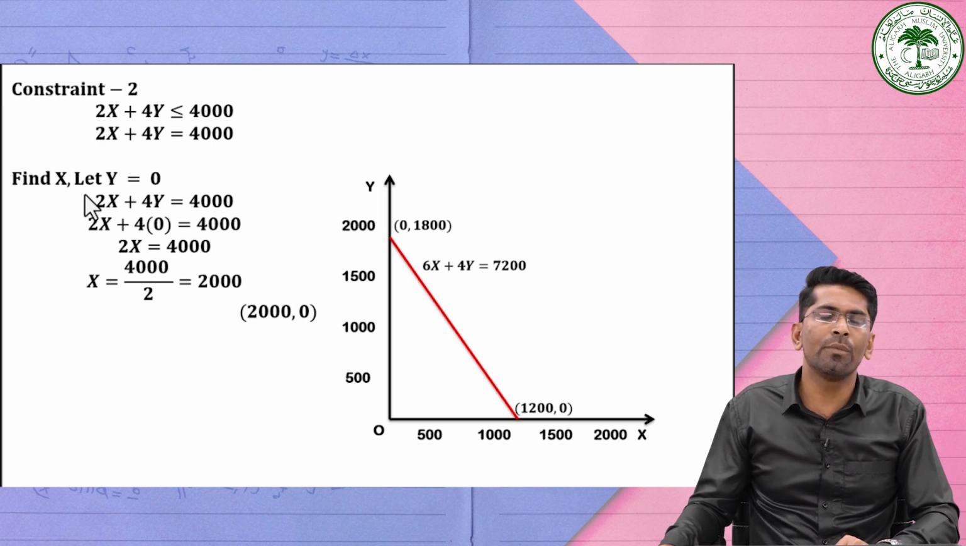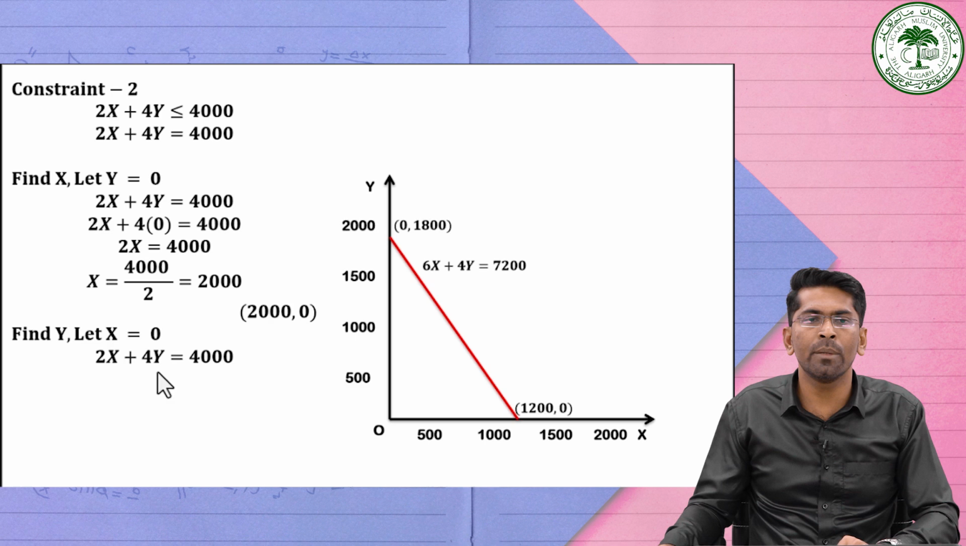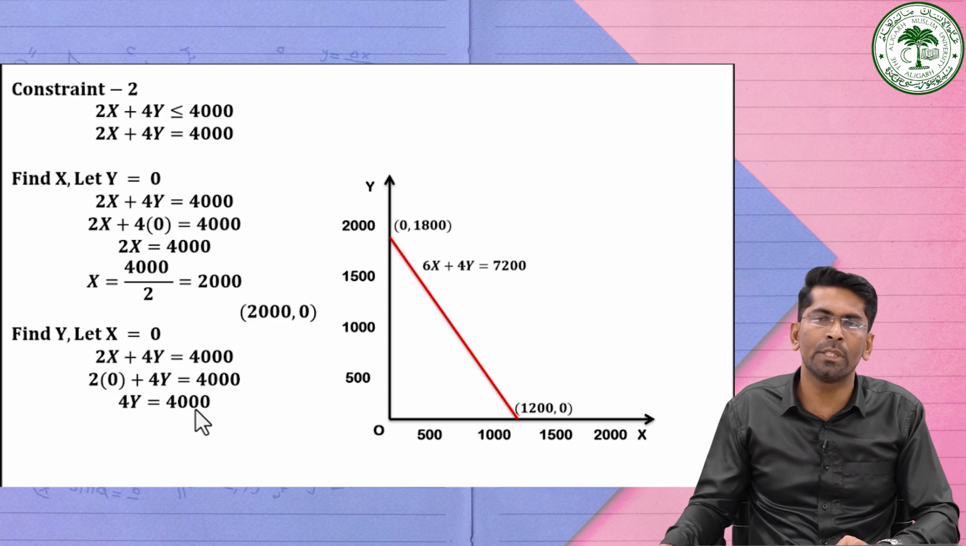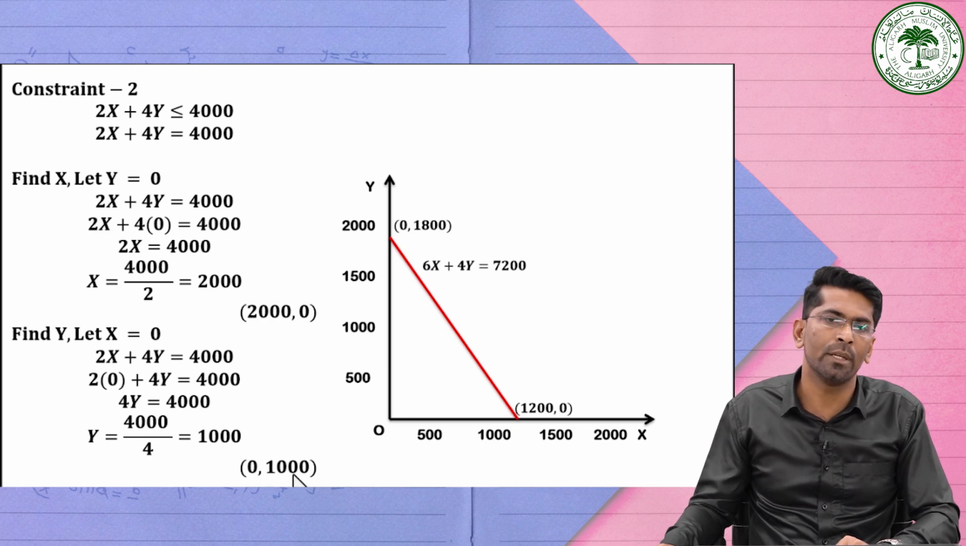Similarly, just opposite of this, we are going to assume x is equal to 0 and find the value of y. So here, this is our equation. We are going to substitute x is equal to 0. So it will become 2 into 0 plus 4y, which is equal to 4000. 2 into 0 will become 0. Then 4y is equal to 4000. We are dividing both sides of the equation by 4. Then y is equal to 4000 divided by 4, which is equal to 1000. So when our x is equal to 0, the value of y is equal to 1000. Now we have two coordinate points here. We are again going to plot them on the graph.